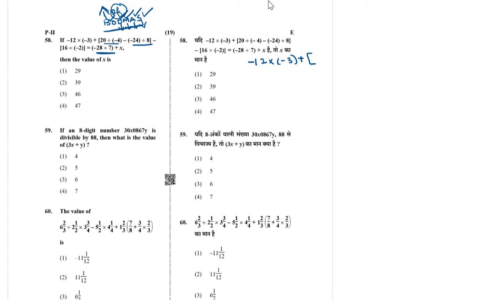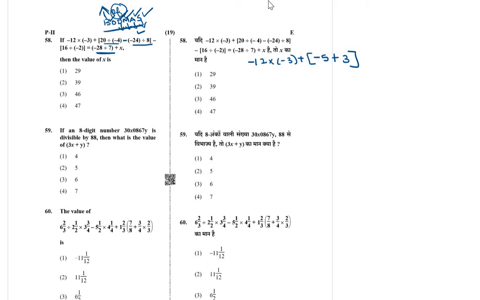So 20 divided by minus 4 means what is the value? 20 divided by minus 4, with the sign. Whatever the multiplication sign rule, the same applies for division also. And then minus of minus 3. 24 divided by 8 means 3. Minus 3. Here one more sign is there, so the number will be plus 3.